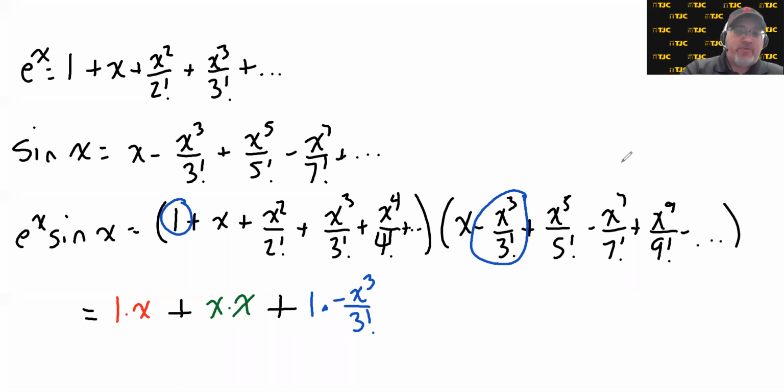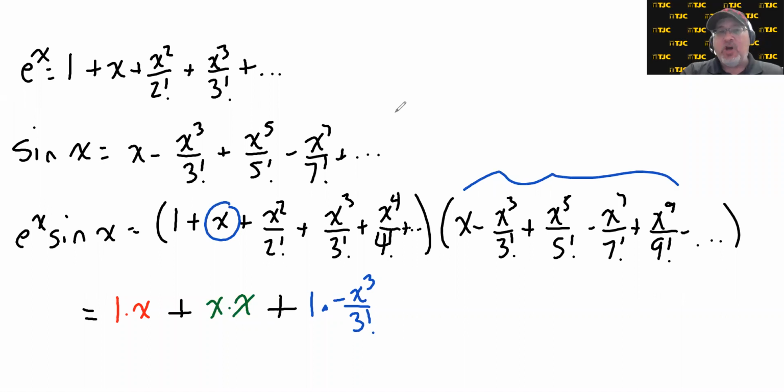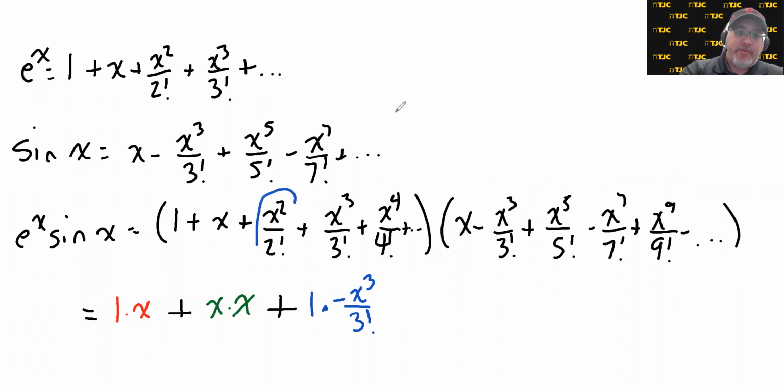But are there others? For example, can I multiply this times a term over here and end up with x cubed? No, because it would need to be an x squared term, and there are no x squared terms over there. But don't give up. Is there anything I can multiply x squared over 2 factorial by from the second parentheses that will give us an x cubed? And the answer is yes, this x. So we located another x cubed term from x squared over 2 factorial times x.